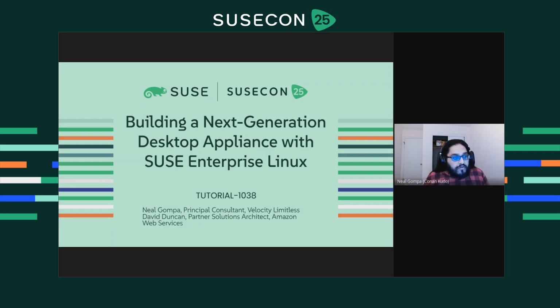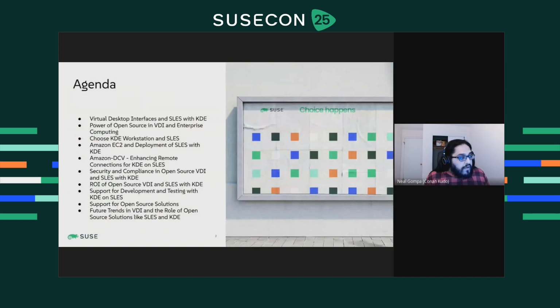And I'm here to tell you about the cool stuff you can do with building a desktop appliance in the cloud. And so this is the topic set that we're going to talk about. We're going to start with introducing VDI, SLES, and KDE, and move on from there to why you would choose it, what it does, and what kind of return on your investment you're going to get from this, and of course closing with the future possibilities.